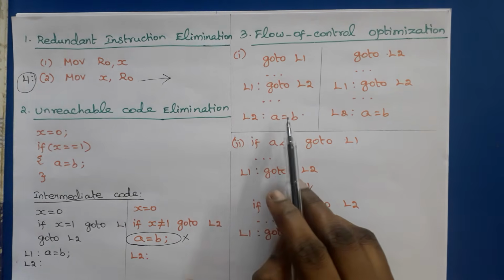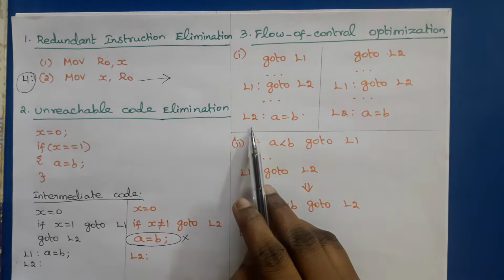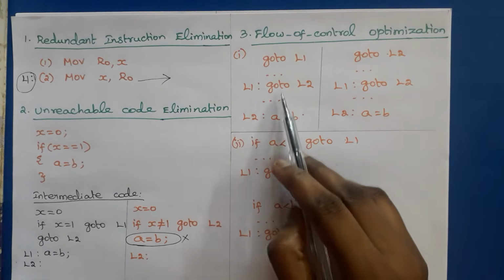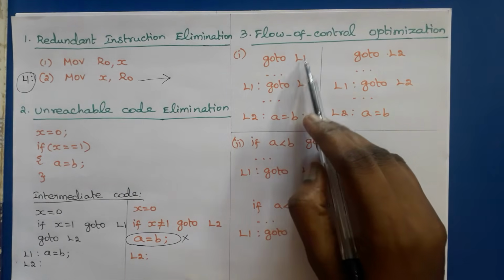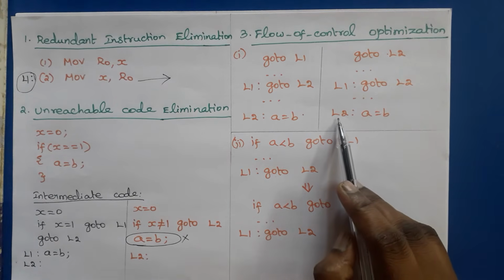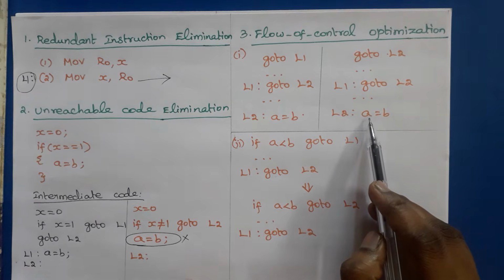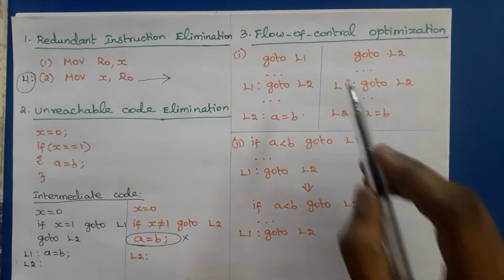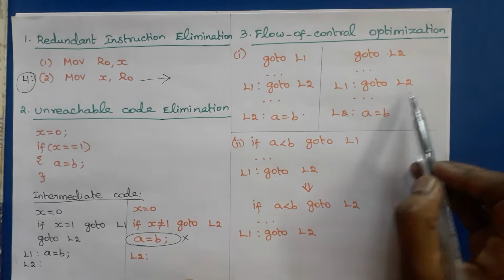So A equals B is there. Okay, go to L1, then immediately go to L2, A equals B. So here two jumps are performed. Instead of that, here itself we can write L2, right? So go to L2 means directly the jump is performed to label 2, then the corresponding statement will be executed. So there is a possibility of removing this statement.